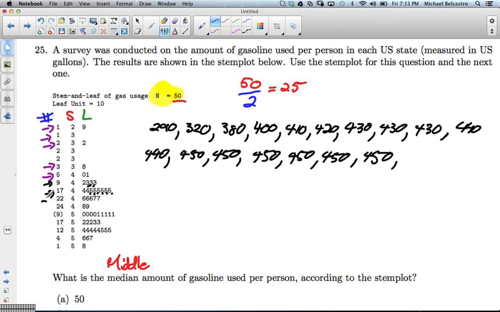Okay. Next one we have 460, and there's 1, 2, 3 of them. So 460. That's 1, 2, 3, 4, 5, 6, 7, 8, 9, 10. 3 460s, and then we get 2 470s. And then we get a 480 and a 490.